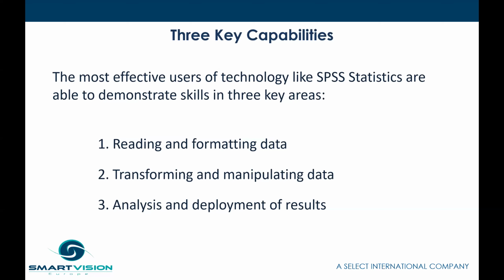Second thing you need to be able to do is transform and manipulate the data. So you might want to filter out people who aren't relevant or cases which aren't relevant. You might want to compute a field or something like that. You might want to collapse categories together. You might want to create banded versions of them. You might want to aggregate the data. So all of this is stuff that you do to transform and manipulate data.